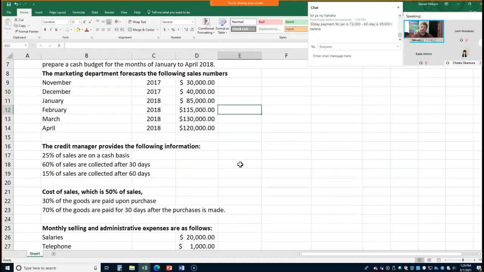We will have 2 sets of ways that we receive money and pay money. So the credit manager has provided the following information. So every time that we make a sale for these kind of businesses, we'll take 25% of the money up front. 60% of it is collected after 30 days, and then the remaining 15% after 60 days.